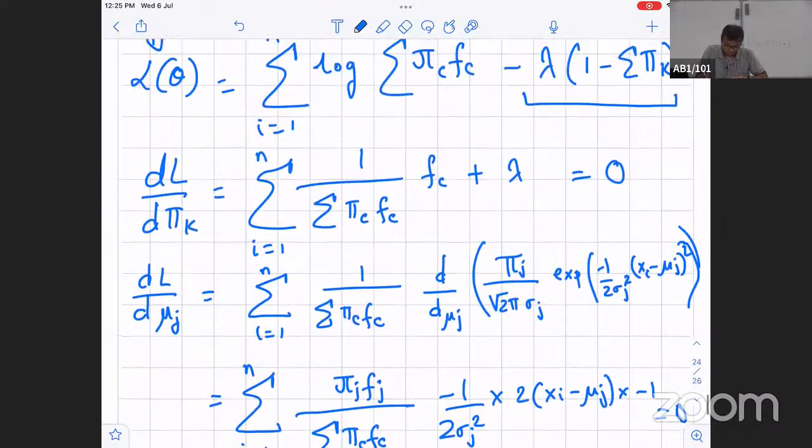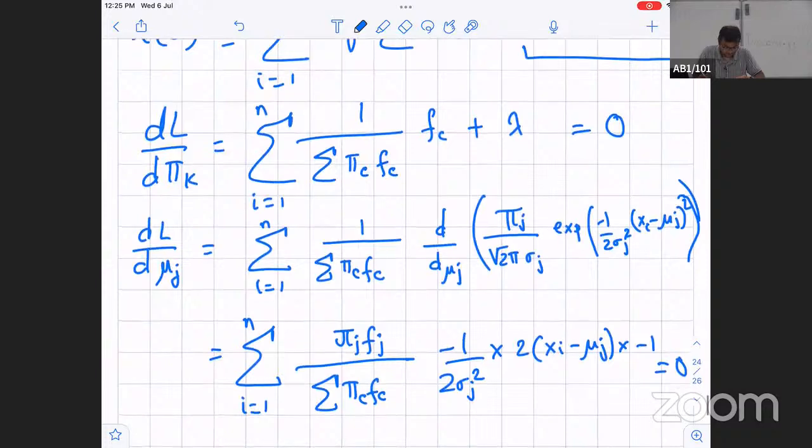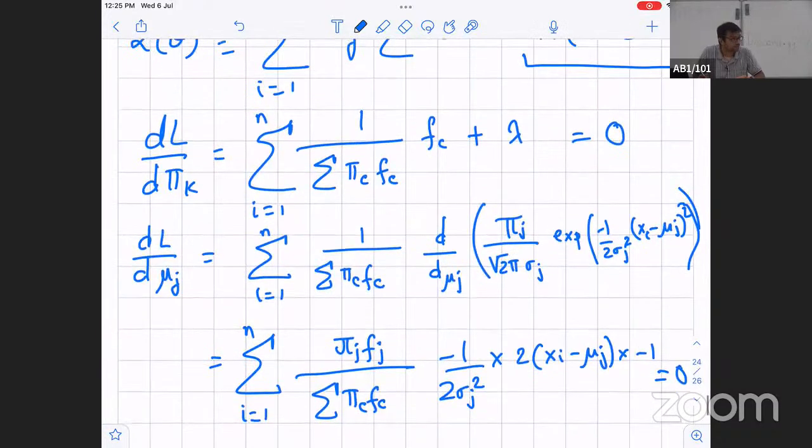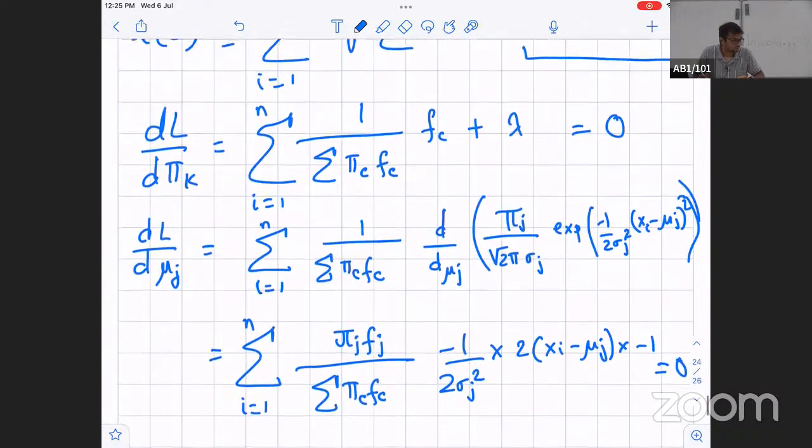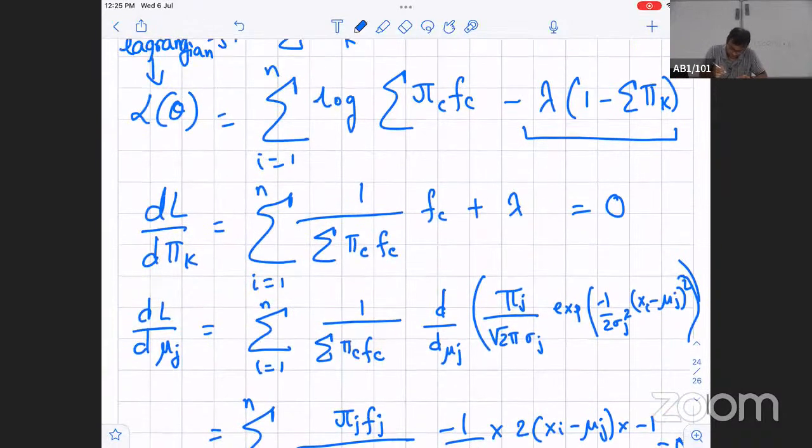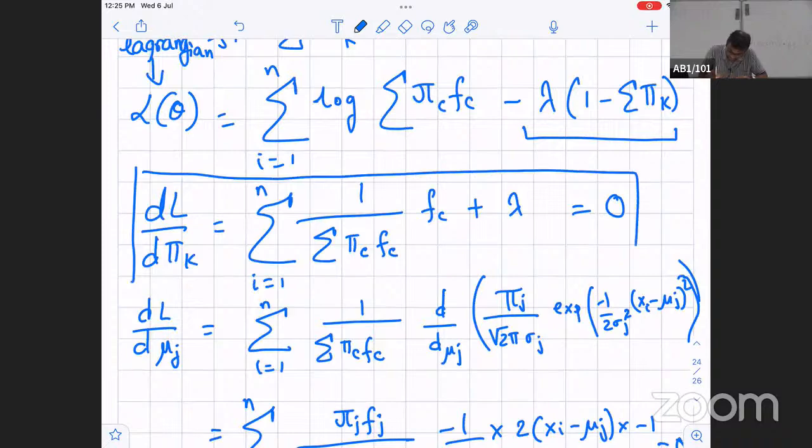So this is what we need to do. We will take the terms one by one, solve, and get an expression for this. It's a little complicated, but it's not too hard. So we'll start with the first term.